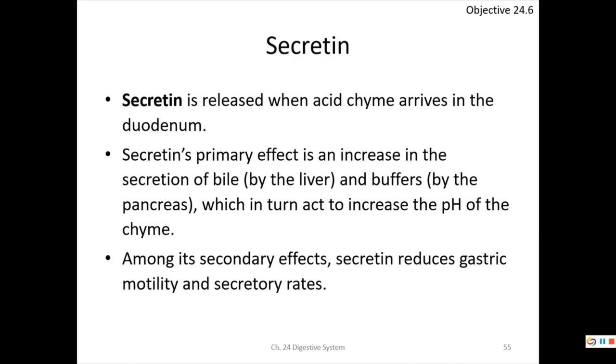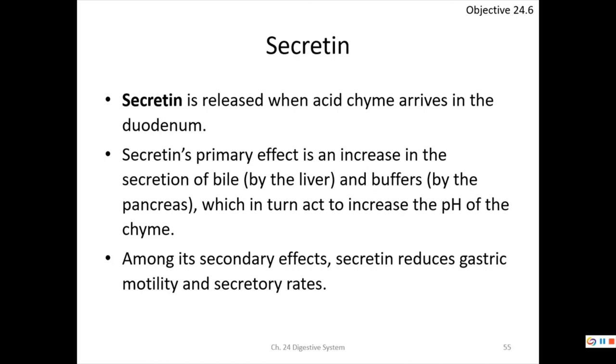Now, the bile will help get rid of fatty acids. And also, it will release the buffers from the pancreas, the buffer here being bicarbonate, to actually increase the pH of the chyme to get it closer to 7, around that 4.2, 4.5 mark. And then also, it reduces gastric motility and secretion. So basically, secretin kind of turns off gastrin, kind of becomes a gastrin inhibitor. Okay.